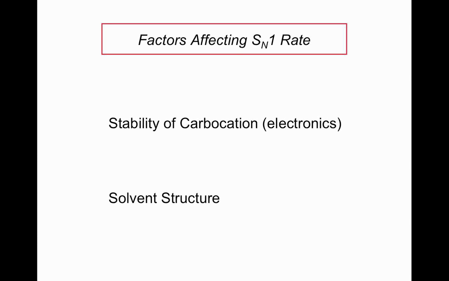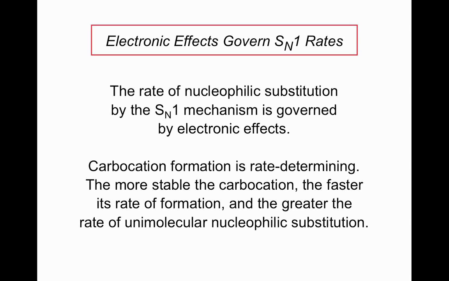Let's now talk about the different factors affecting the rate of an SN1 reaction. Unlike the SN2 reaction, we only have two factors that we have to consider. For SN2 reactions, we had four factors to consider, so this is a little bit simpler to get a grasp on. Those two factors include the stability of the carbocation. This is the same thing that you've already talked about in terms of the E1 mechanism, as well as the solvent structure. So first, let's talk about that stability of the carbocation again.